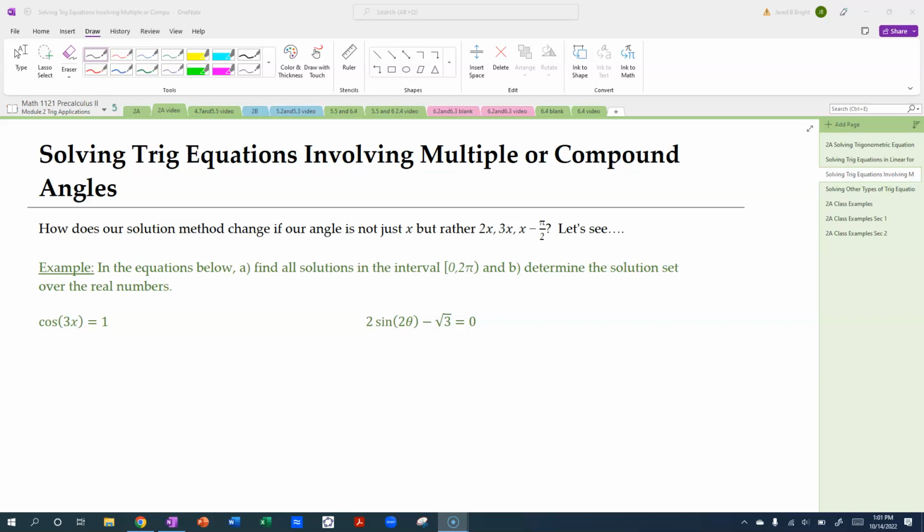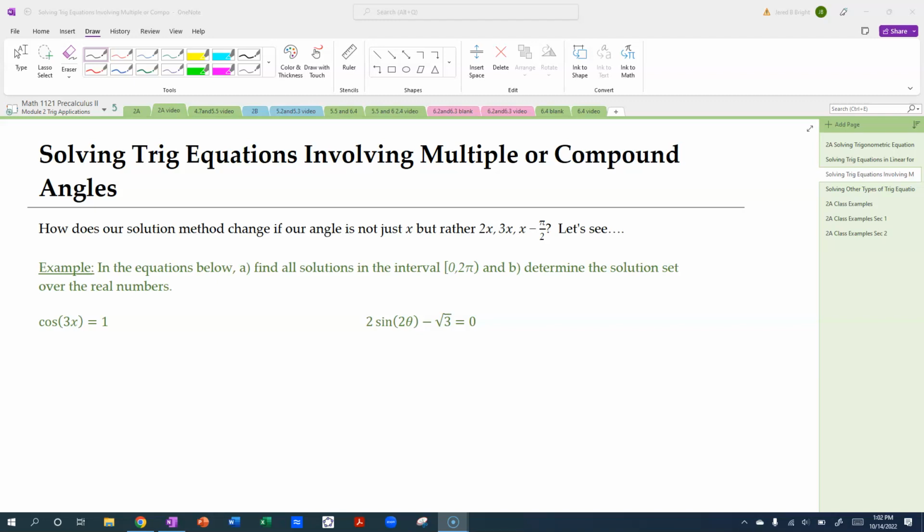Let's continue looking at some trig equations. This video is going to focus on trig equations where we have cosine, sine, or tangent of something other than just x, like 3x, 2x, or x minus or plus something, and we're going to see how that affects our solutions. Okay, let's dive in. This video is going to have a lot of examples, so if you need to bounce around, feel free to.